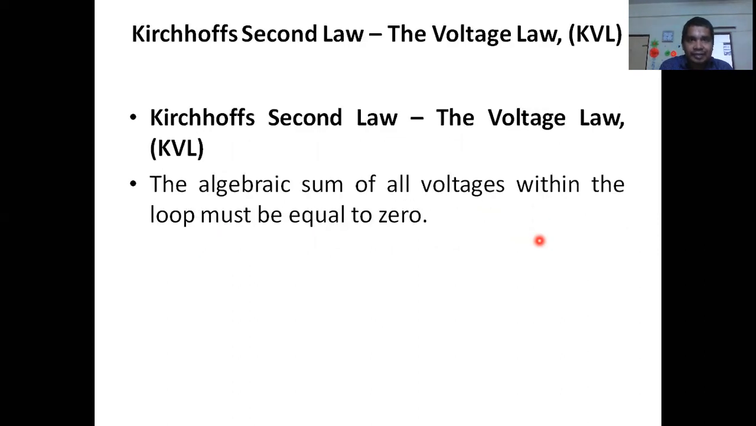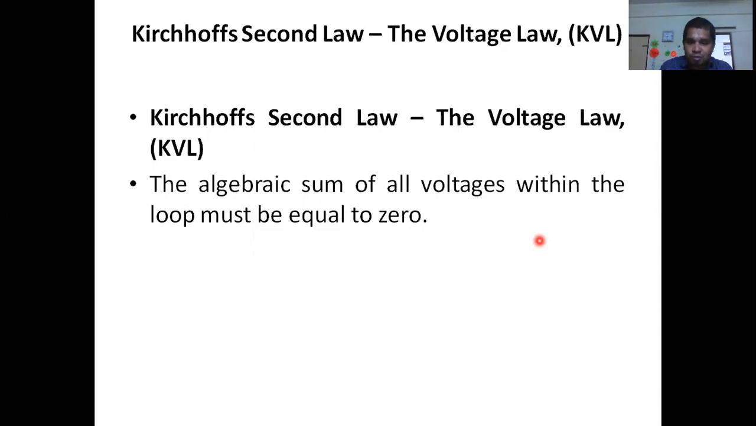So, Kirchhoff's second law is called the voltage law, right? The basic fundamental quantities in electrical circuits are two things: one is current, another is voltage. One law is based on current, Kirchhoff's current law, and the other is based on voltage, Kirchhoff's voltage law. The second law is Kirchhoff's voltage law: the algebraic sum of all the voltages within the loop must be equal to 0.